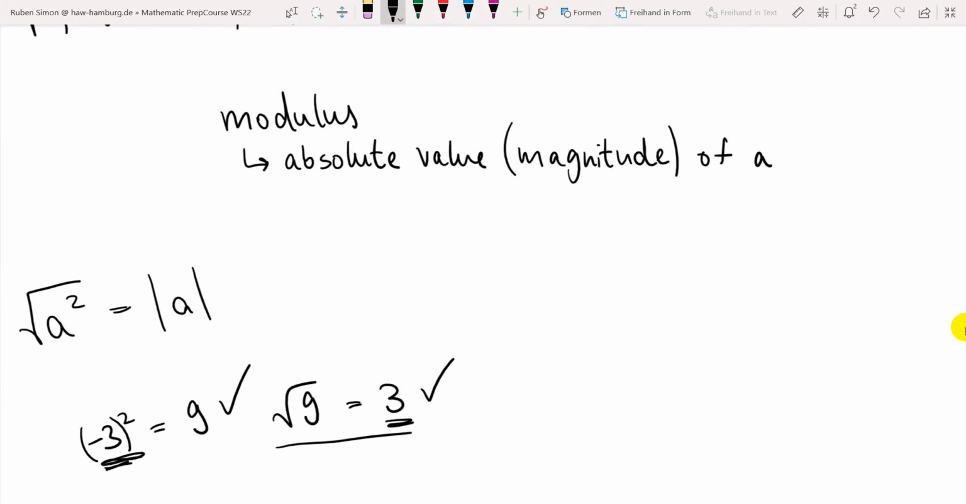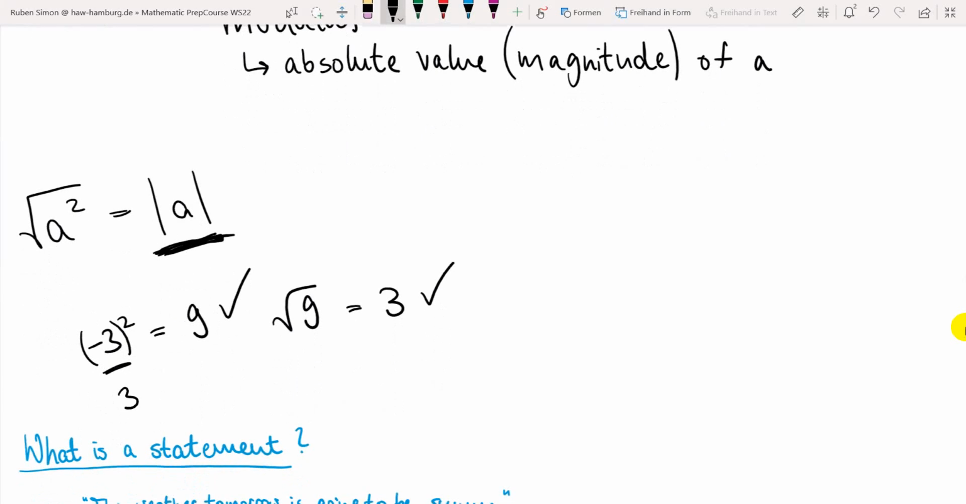And that's why we are using this modulus operation here, to cover both of the possible start values for the exponentiation, for the squaring. So this means that you can only tell that this term is equal to the absolute value of a, because the first thing you do, you're working from the inside to the outside. The first thing that you do with the unknown variable, with a, is that you square it. And after you squared it, whether you're squaring 3 or negative 3, you will always have 9.